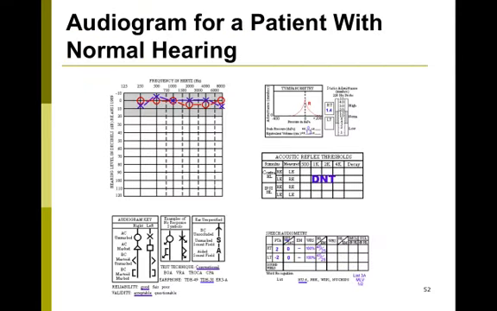Here's an audiogram for a patient with hearing within normal limits. You can see that all his thresholds are at 15 dB or better for both the right ear and the left ear. Typically, if you get thresholds that are within normal limits, one would not have to do bone conduction testing. It's when you're seeing a hearing loss that you want to determine the type of hearing loss, and for that you would need to determine the bone conduction thresholds.